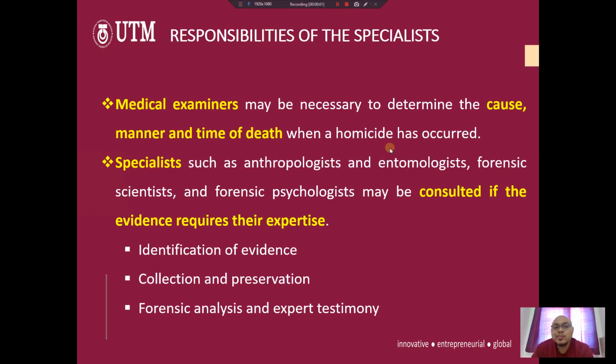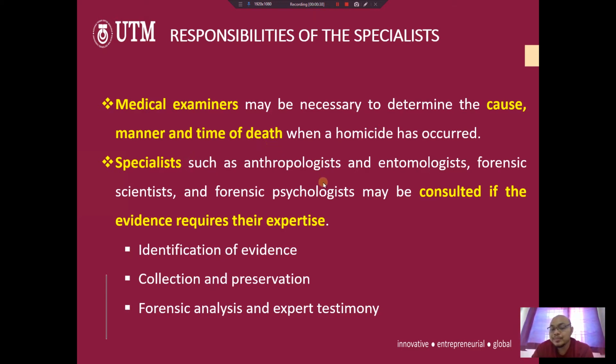Okay, the next one we will learn about the responsibilities of the specialists. The first one here is the medical examiners. Medical examiners may be necessary to determine the cause, manner, and time of death when a homicide has occurred. When there is a homicide, when there is a body, we need to invite the medical examiners to determine the cause, manner, and time of death. So what is the difference between cause and manner of death? I will leave it as an assignment to you guys. Please complete the assignment on the differences between cause and manner of death.